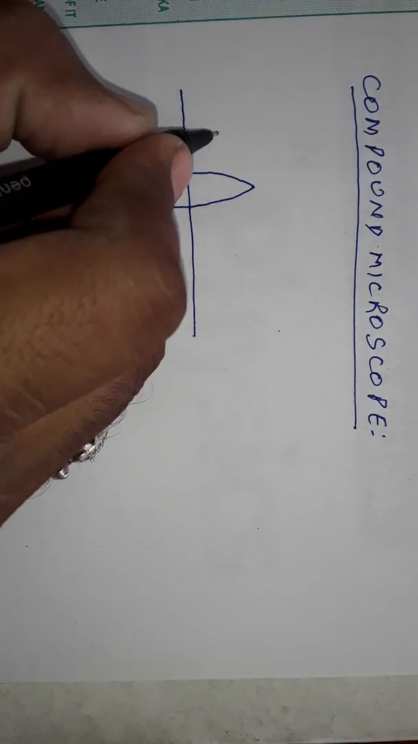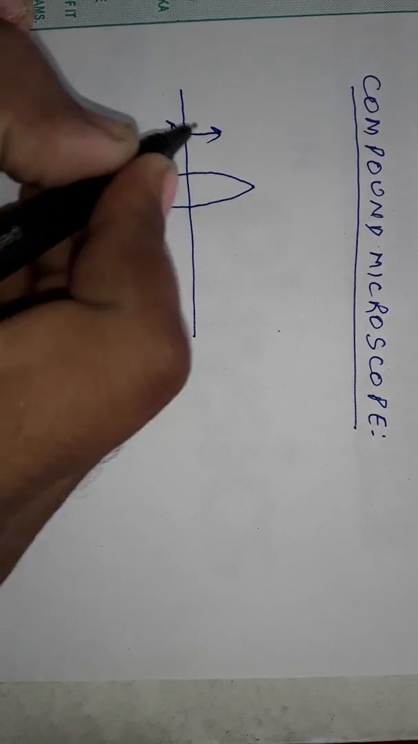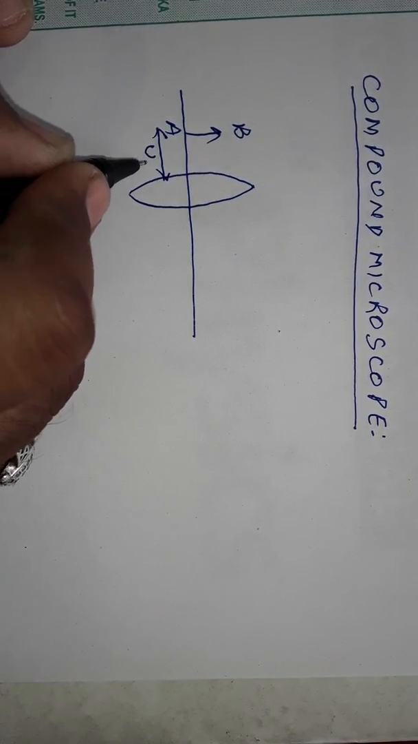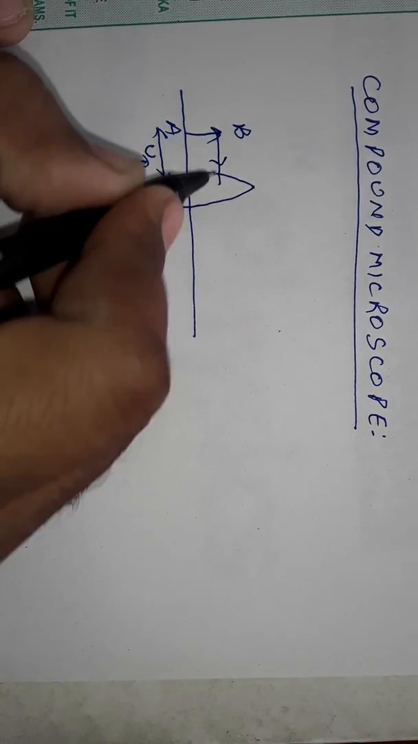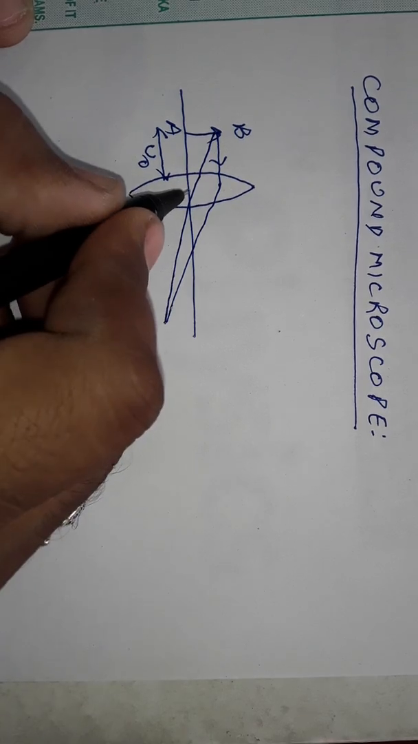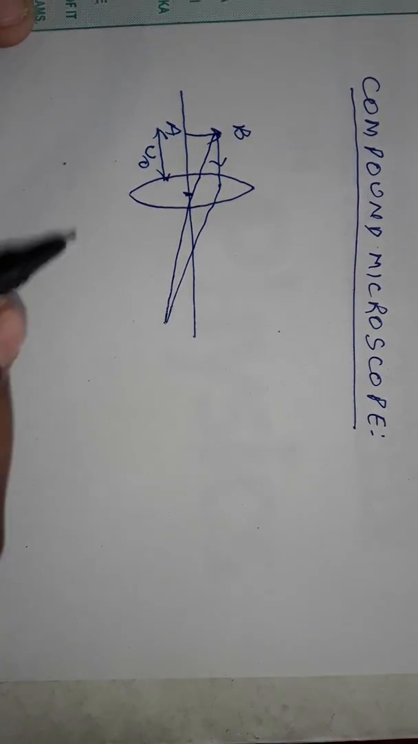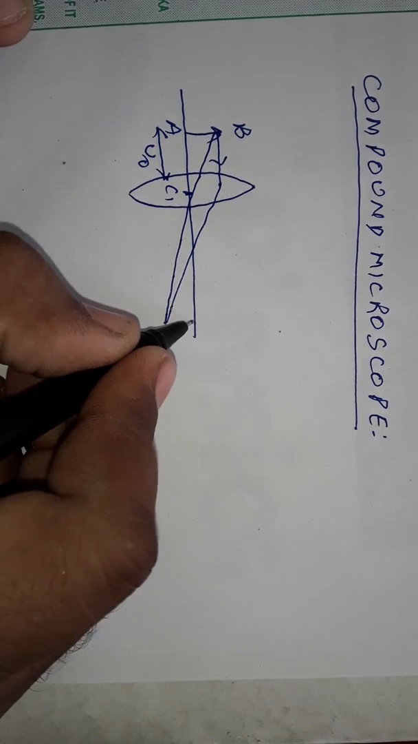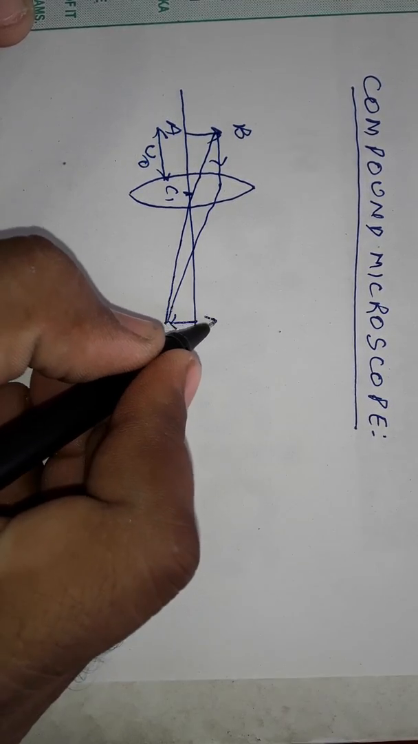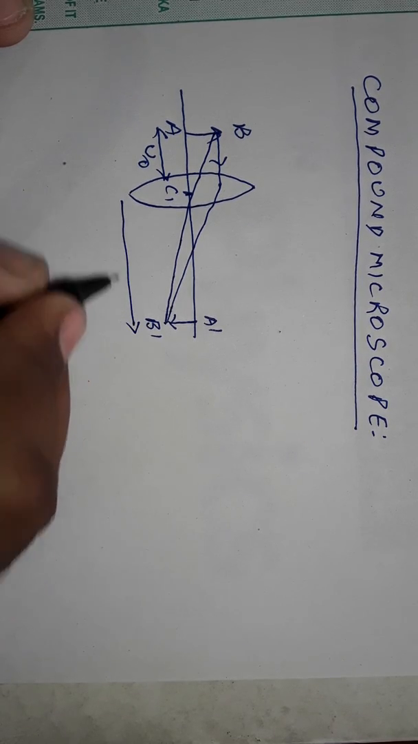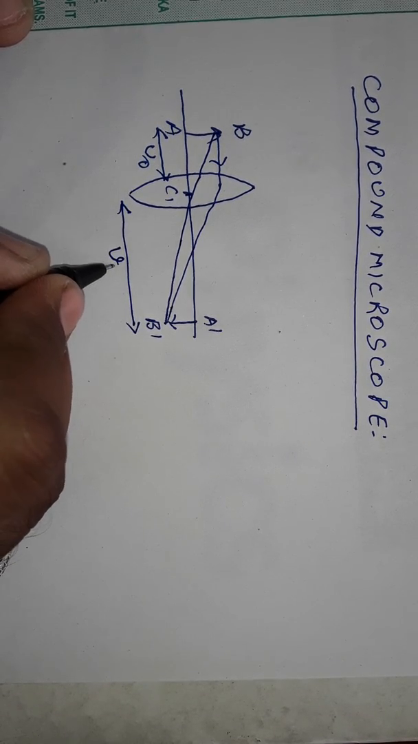This lens is known as objective because object is placed in front of it. AB is object. Incident ray of light, optical centers, center of the lens C1. Image of the object is A dash B dash. It is denoted by VO.